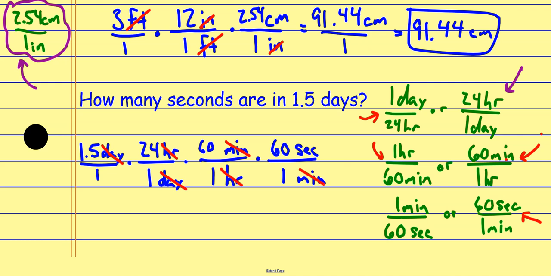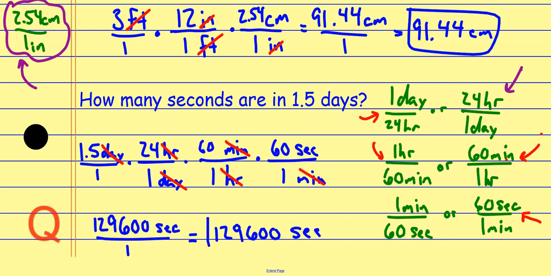So I multiply all those numerators. 1.5 times 24 times 60 times 60. And when I multiply out all those denominators, let's see, it was 129,600. That was seconds. When I multiply out all those denominators, I get a 1. And now I do the division. And you won't always get a 1 in the denominator. It really depends on what you're converting, okay? So it won't always be a 1 down there. We just have to multiply straight across, multiply it out, see what happens. And there it is, okay?